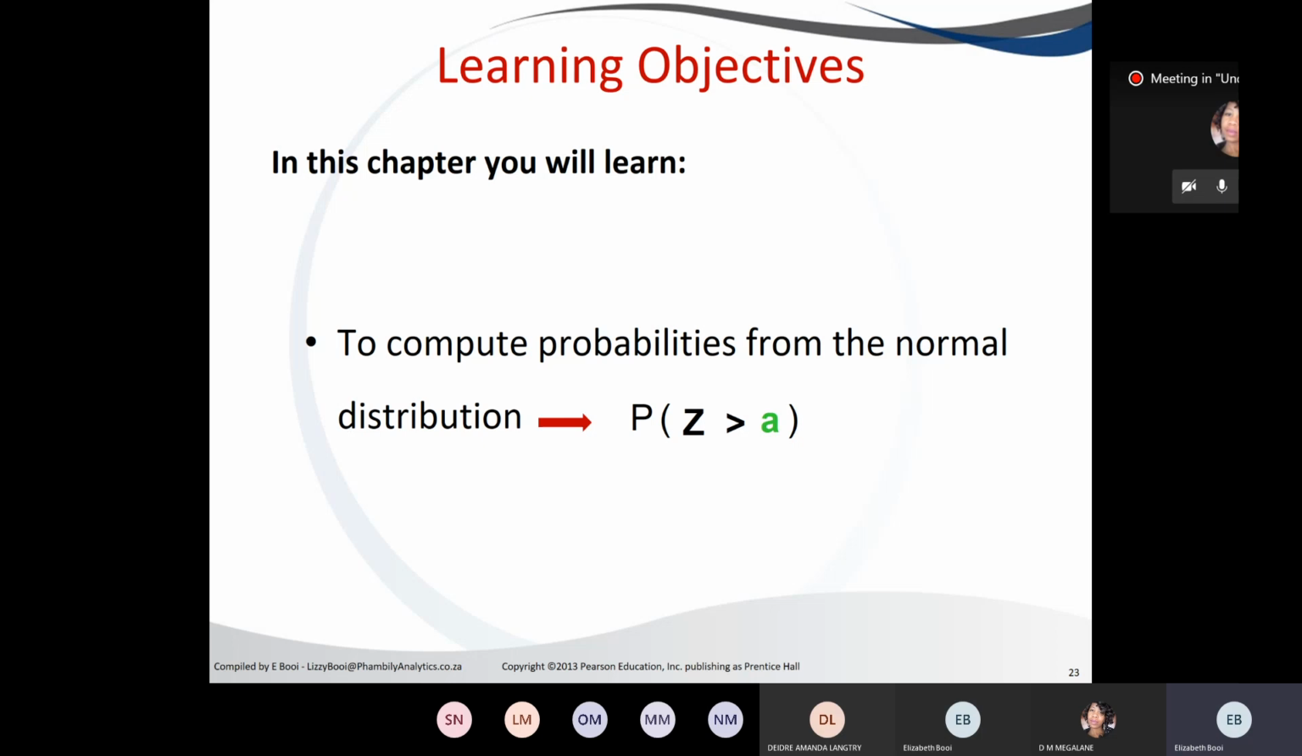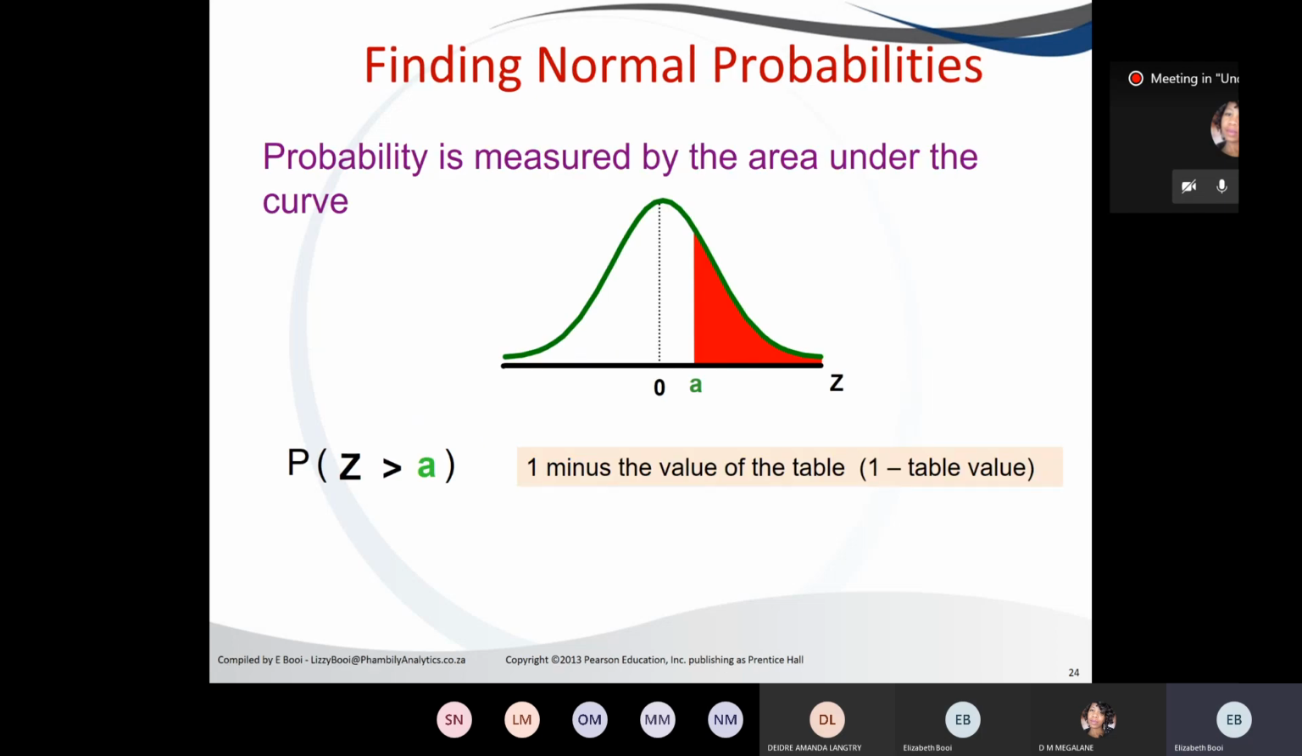When we find the probability of a greater than, remember the table contains the less than probabilities. So if you look at the shaded graph, the probability that will be measured underneath the curve will be this red area. And the table contains the white shaded area, which is the probability of the less than. So when we find the value on the table, we always have to minus that value from 1. So we're going to say 1 minus the table value, not the Z score, but the table probability value, so that we can get the small shaded area on the side.